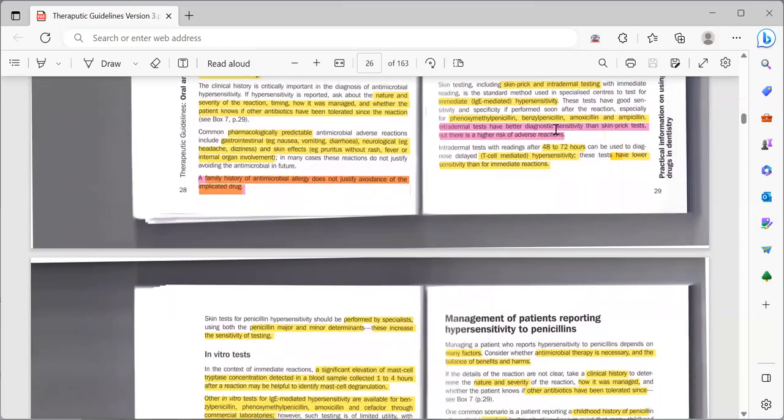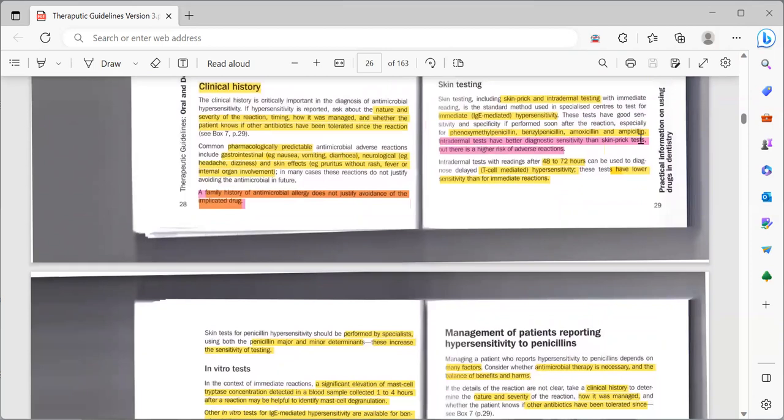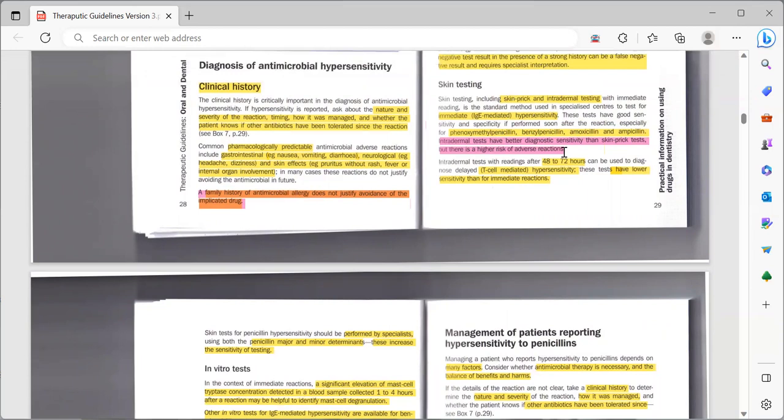Intradermal tests have better diagnostic sensitivity than the skin prick. So the skin testing is of two types, skin prick and intradermal. Out of that, intradermal is better. But it also has a higher risk of adverse reaction, because in skin prick they only prick inside the skin, but in intradermal they deposit the solution intradermally. So there would be a higher risk of adverse reaction.